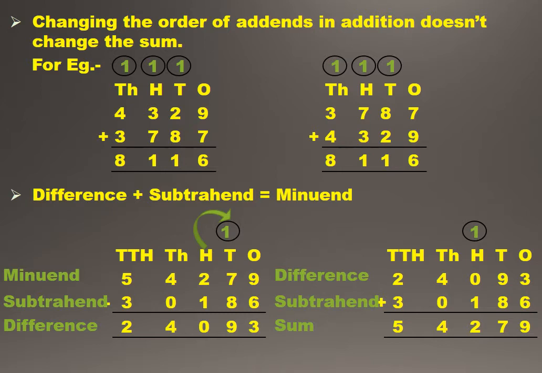Moving forward, our next property is difference plus subtrahend is equal to minuend. Don't get confused. You are familiar with this part also because in last class, while doing subtraction and rechecking that part, you have seen all these transactions. Hope you remember how to check whether the subtraction you did was right or not. Here again I have taken one example. Our number is 54,279 and subtract 30,186 from the given number, that is 54,279.